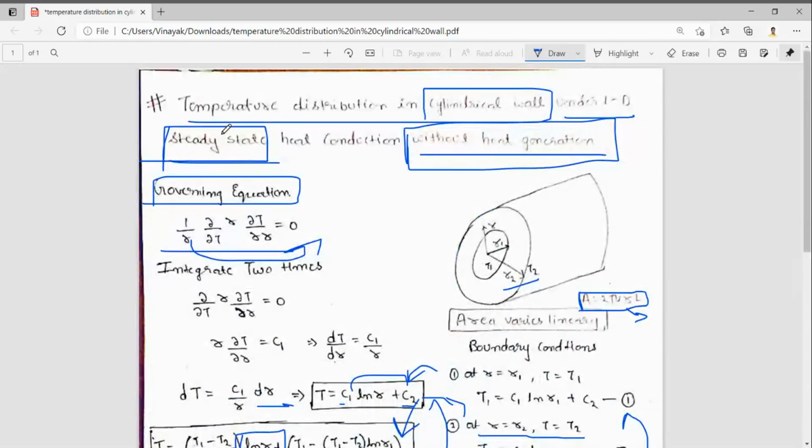In this video, we have seen the temperature distribution in a cylindrical wall. In further videos, we will see the temperature distribution in a spherical wall also.